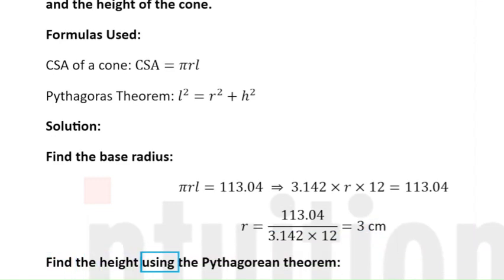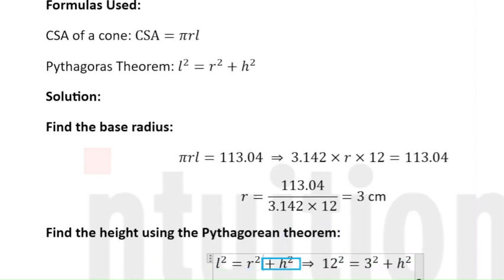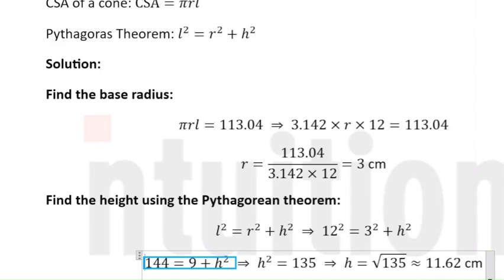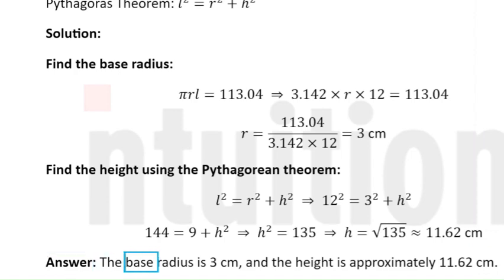Find the height using the Pythagorean theorem. l squared equals r squared plus h squared, which implies 12 squared equals 3 squared plus h squared. 144 equals 9 plus h squared, which implies h squared equals 135, which implies h equals square root of 135, almost equal to 11.62 cm. Answer. The base radius is 3 centimeters. And the height is approximately 11.62 centimeters.